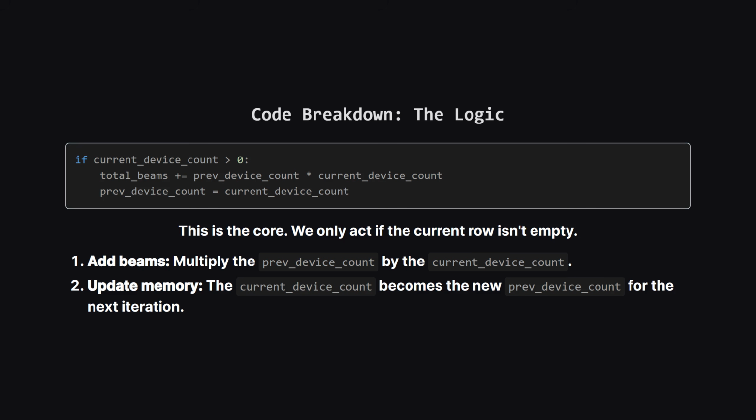Here's the heart of the algorithm. We check if the current device count is greater than 0. If it is, that means we found a row with lasers. So we calculate the number of new beams by multiplying our previous device count with the current device count, and we add that to our total beams. Then, and this is key, we update our previous device count to be the current one. This prepares us for the next time we find a row with devices.